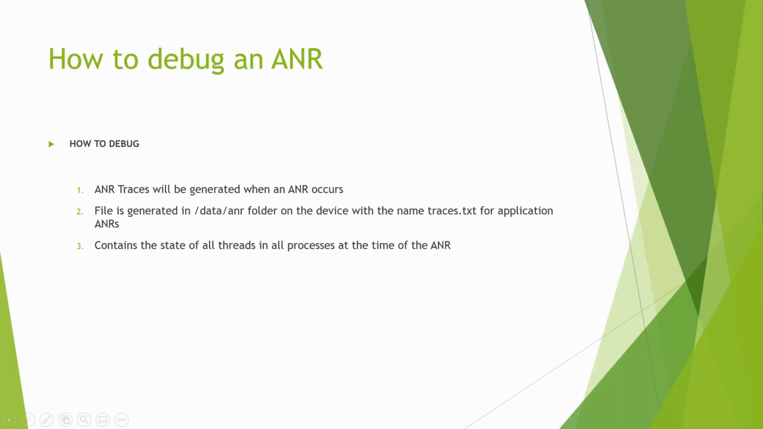How to debug an ANR? Now we understood what an ANR is and the different causes of ANR. Now, how to debug an ANR? This is the important part we have to look into in today's session. This is our goal today. ANR traces will be generated when an ANR occurs. Whenever ANR occurs, a file is generated in the /data/anr folder on the device with the name traces.txt for the application ANRs.